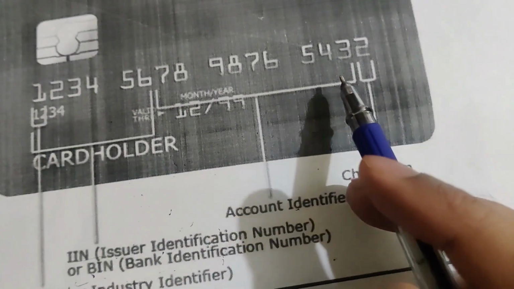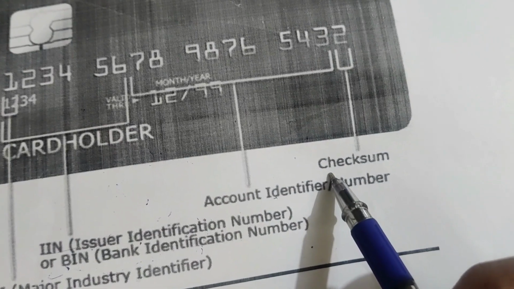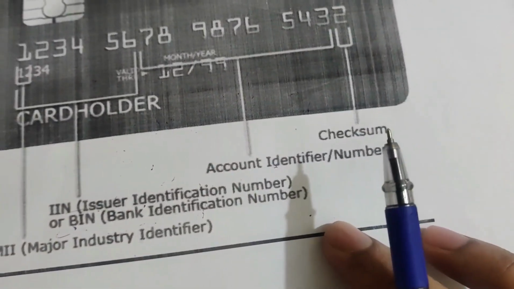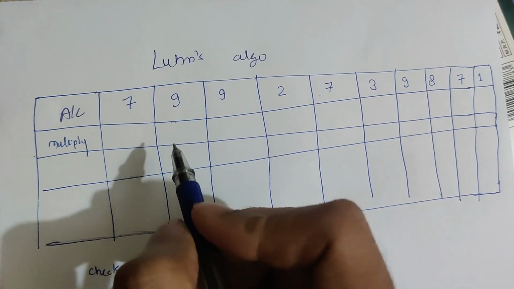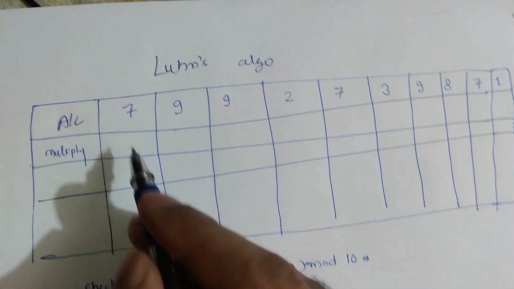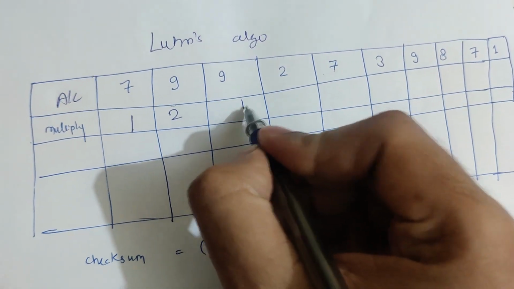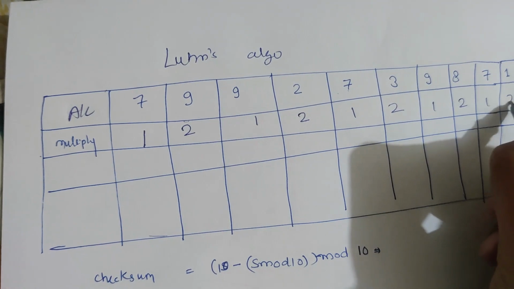The last digit of the card is the checksum digit. Generally, the checksum digit is identified by Luhn's algorithm. Let's learn about Luhn's algorithm. Suppose this is the account number of the customer. We multiply alternate numbers by the digit 2. So 1 2 1 2 1 2 1 2 1 2.